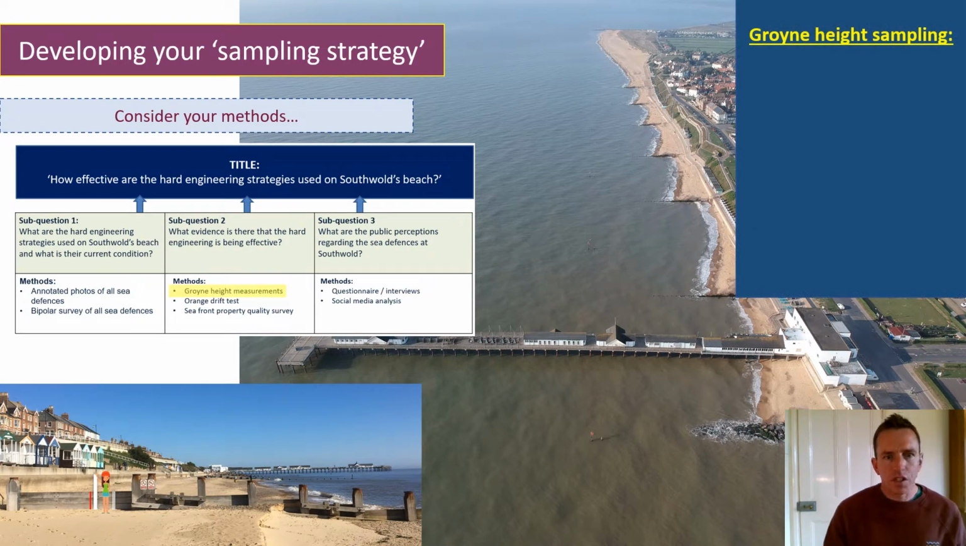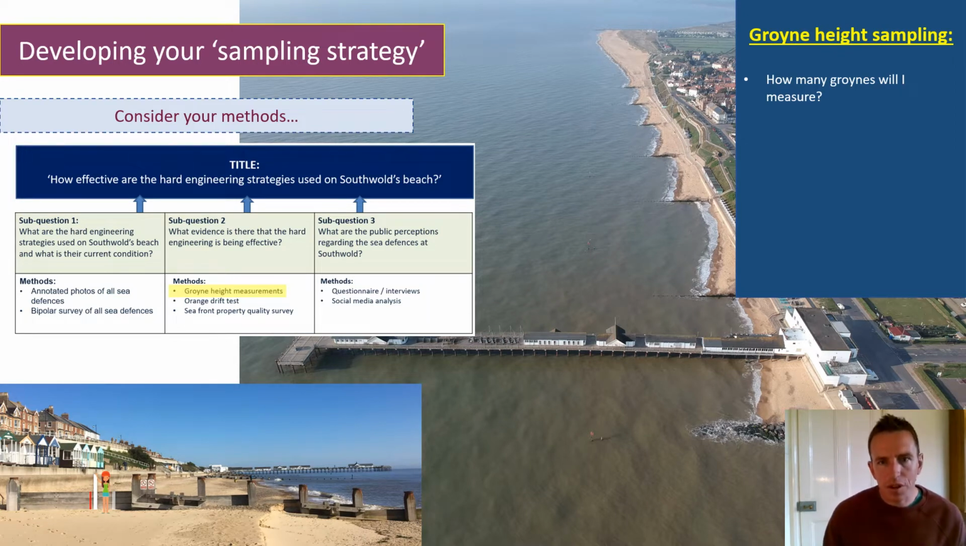So first of all, I've just taken a random example out of those methods. One of the ones that the student is looking to do is groin height measurements, which we've spoken about in the coasts video. Don't worry at this stage if you're not doing a coastal study. This is still relevant to you because this is talking about how you can consider what sampling you might need to do. So for this student doing groin height sampling, one of the things they're obviously going to need to consider is how many of Southwold's groins they are going to actually gather data from.